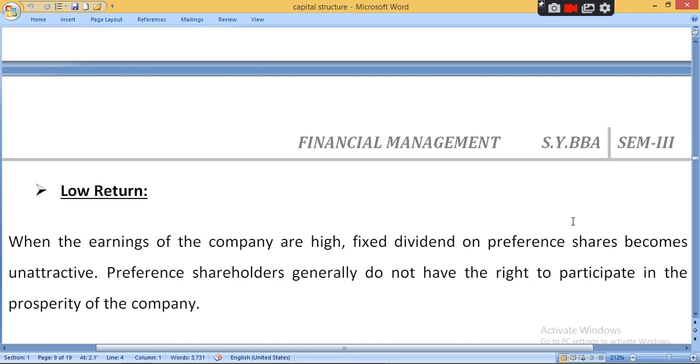So generally when the earnings of the company are high, fixed dividend on preference share becomes unattractive. Generally lower return. In preference share, even if the company earns good profit, the company has to provide only a fixed return. Clear? So fixed dividend on preference share becomes unattractive. So the preference shareholder generally does not have the right to participate in the prosperity of the company. So prosperity means if the company has surplus or extra profit, still what dividend will the company provide?